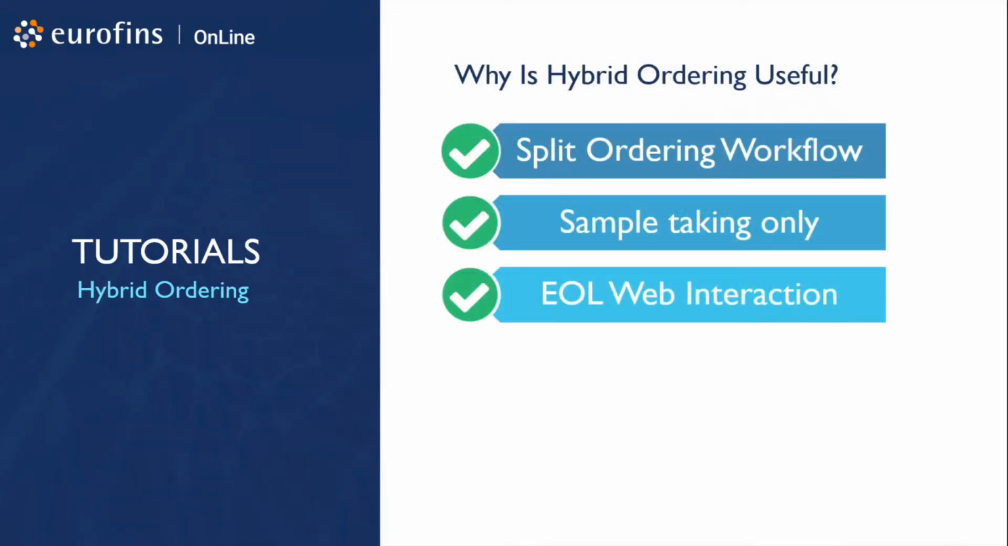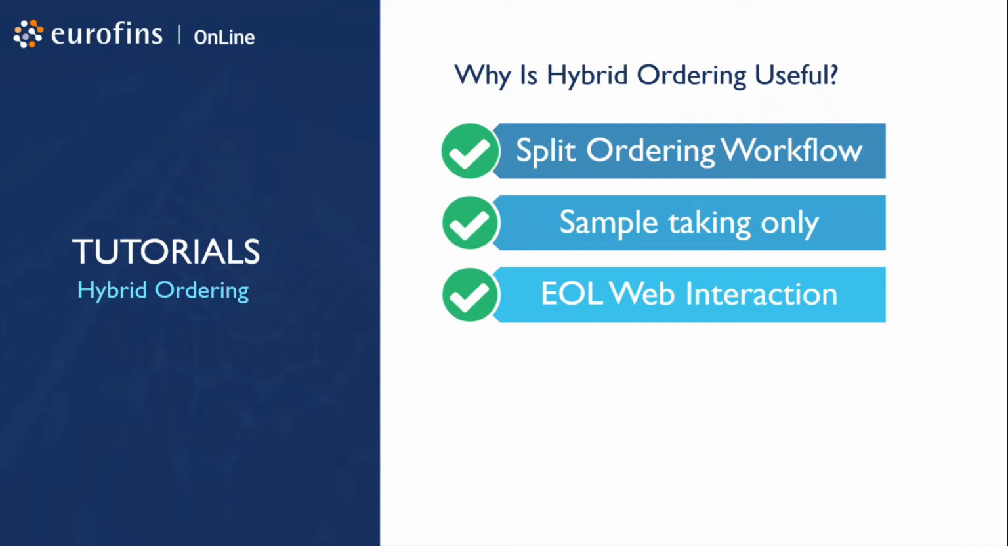So, why is hybrid ordering useful? Well, ultimately, hybrid ordering was built to accommodate two different use cases. The first use case was to allow for a split ordering workflow, and the second was to allow for a sample taking only workflow. It's fully integrated with EOL Web, and that makes it a very powerful platform feature for EOL.